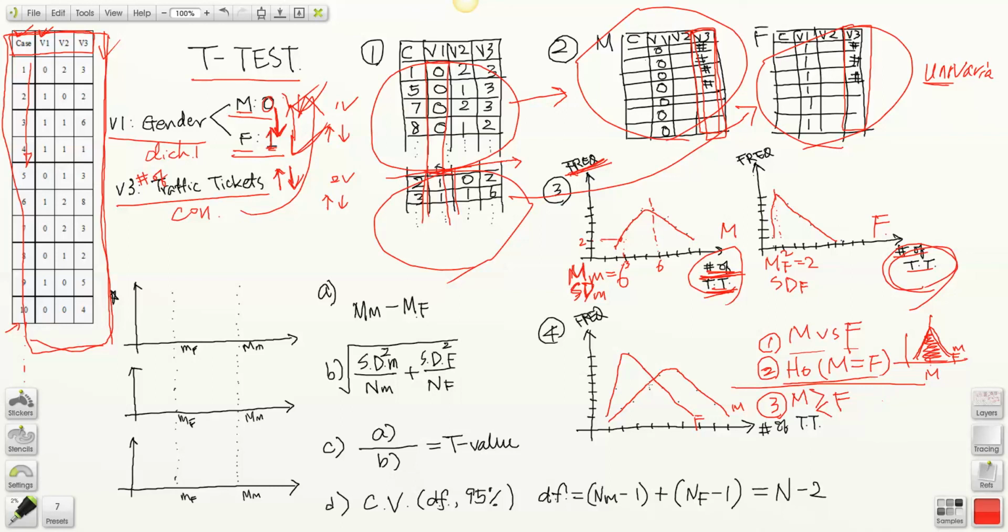So look at the distributions here. You see this overlap here. This is what makes the decision really tough. Are you going to see this as a substantial similarity between male and female distribution? So you're going to say, well, we cannot reject the null hypothesis and accept the null hypothesis and interpret this as having very similar subsamples in terms of the number of traffic tickets?